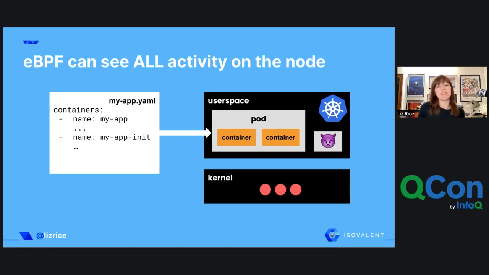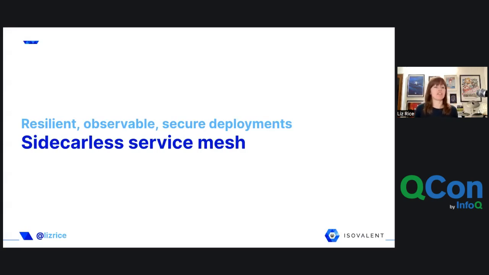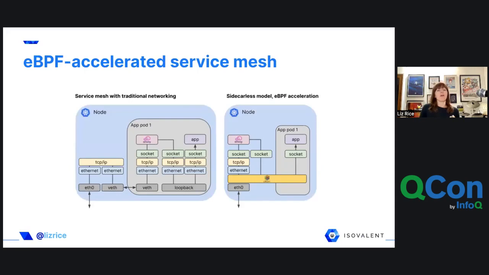So this ability to run instrumentation without sidecars is creating some really powerful observability tools. But it also takes us to the idea of a sidecarless service mesh. Service mesh is there to be resilient and observable and secure. And now with eBPF, we can implement service mesh without the use of sidecars. I showed before the diagram showing how we can bypass the networking stack on the host using eBPF. We can take that another step further for service mesh.